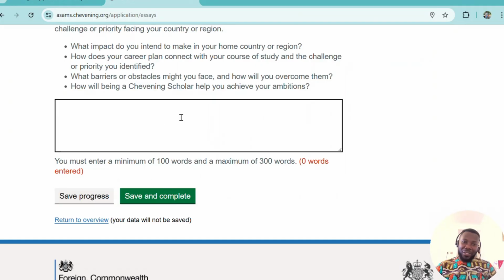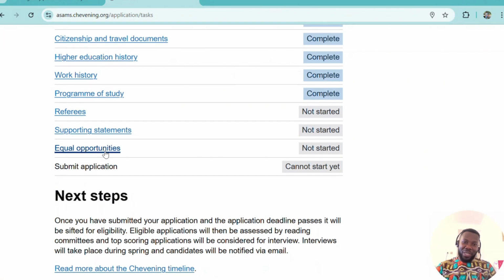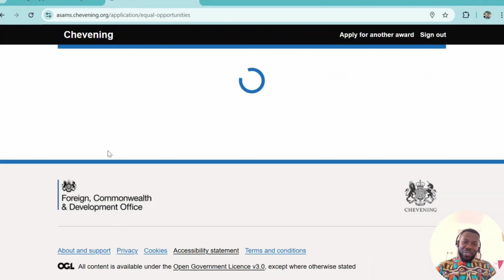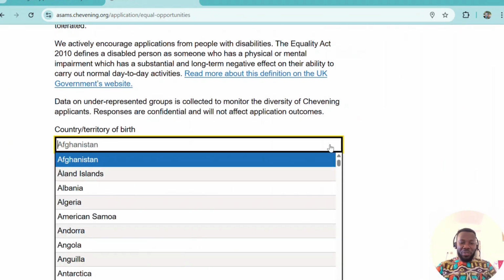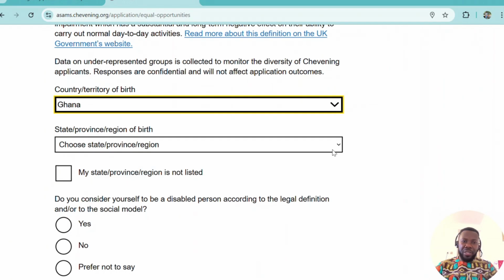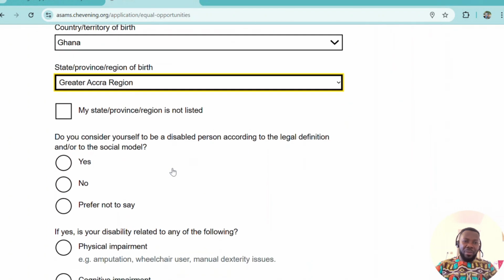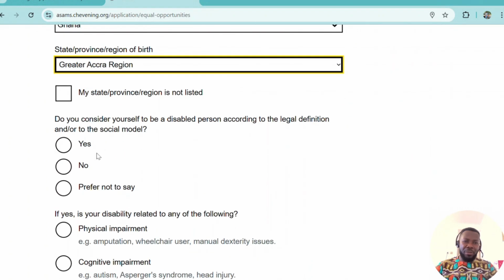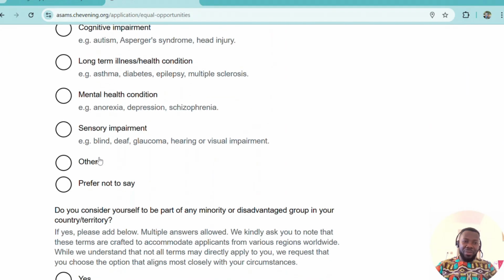All right. So let's say we have finished this aspect, even though I haven't put in any word there. I will return to the overview, and we are almost towards the end. Country or territory of birth, of course, it's Ghana. Province or region, Greater Accra. Do you consider yourself to be a disabled person? No. If yes, there is no. So all these are not necessary.